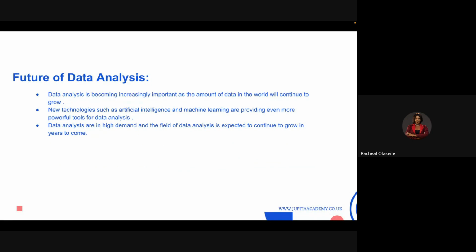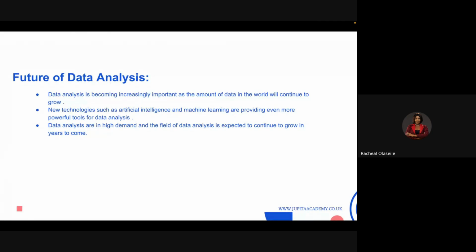So the future of data analysis is becoming increasingly important as, like I said from the beginning, we will always generate data. As long as we are still on this earth, we are going to be generating data. So the amount of data in the world will continue to grow. And also we're having new technologies coming out, I mean, OpenAI, all these things coming out. So they are providing even more powerful tools that will help you to analyze your data effectively.